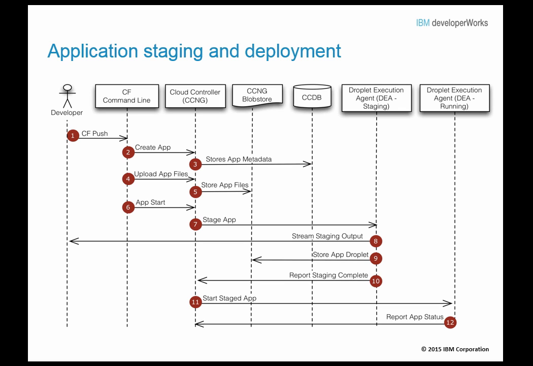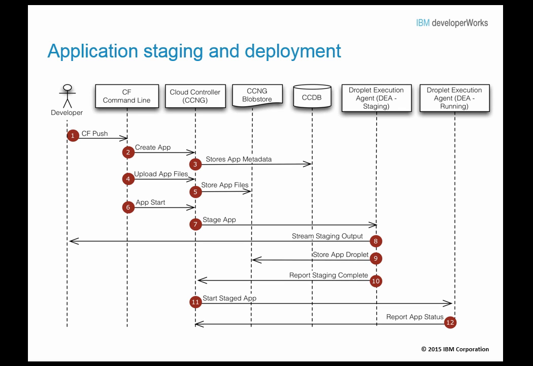The cf command line tool issues an app start command. Because the app has not already been staged, the Cloud Controller chooses a DEA instance from the DEA pool to stage the application. The staging DEA uses the instructions in the build pack to stage the application. The staging DEA streams the output of the staging process so the developer can troubleshoot application staging problems.